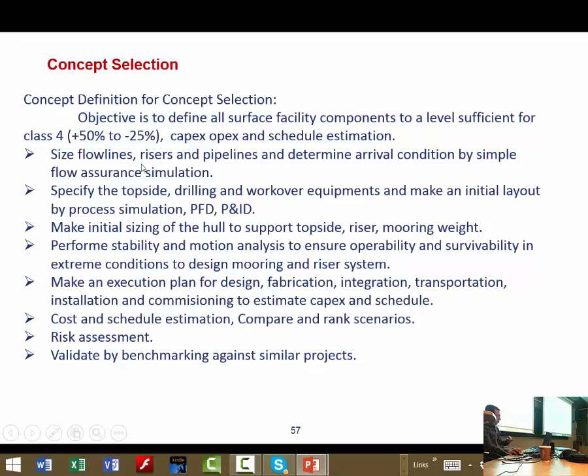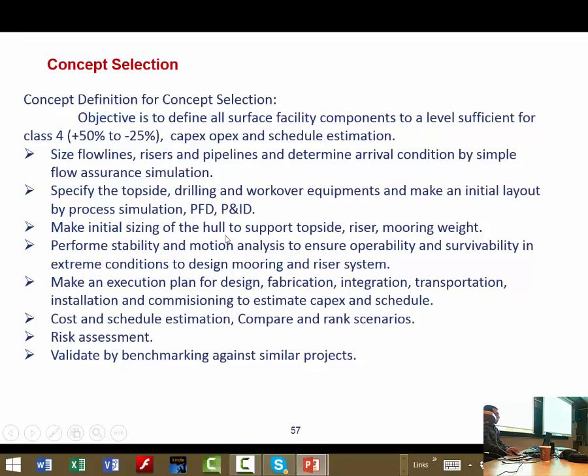And so you have to size the flow line and specify the riser and pipeline dimensions with flow assurance simulations. You should specify the topside drilling and workover equipment and make an initial layout by process simulations. I mean, you even have to make a process flow diagram. Don't mix this up with probability density function. It's a process flow diagram. And make a P&ID for the topside. I mean, the concept has to be defined up to this level. Then you can make a cost estimation for this class.